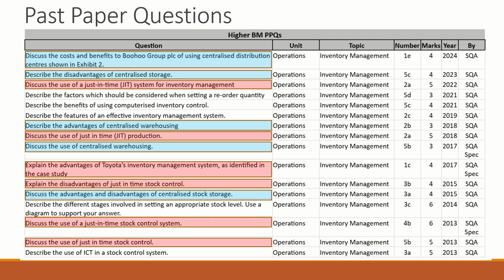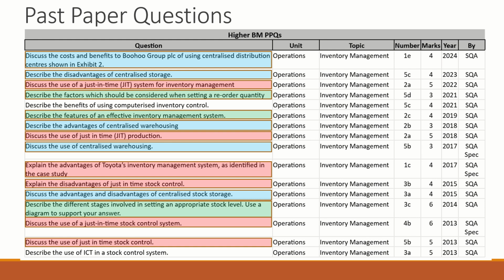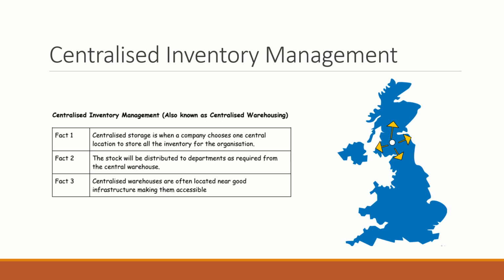All these ones here are based on just-in-time, also known as JIT. These ones here are based on stock control diagram and describing. And these last two are based on computerized and ICT. Okay, so it breaks it down very clearly into the different areas you're going to get asked questions on. So first of all, let's have a quick look at centralized inventory management.